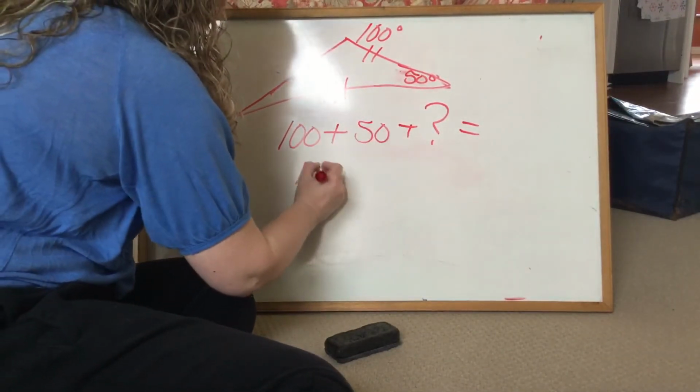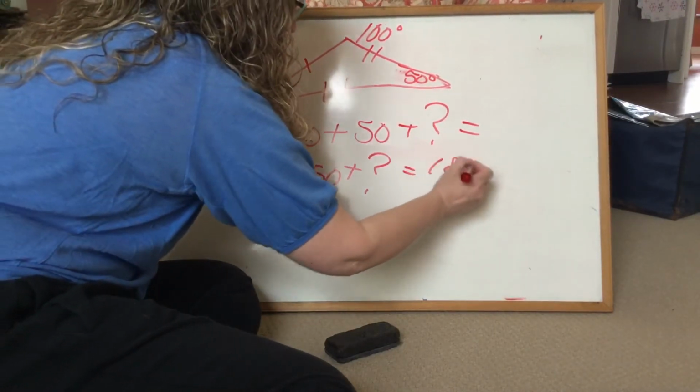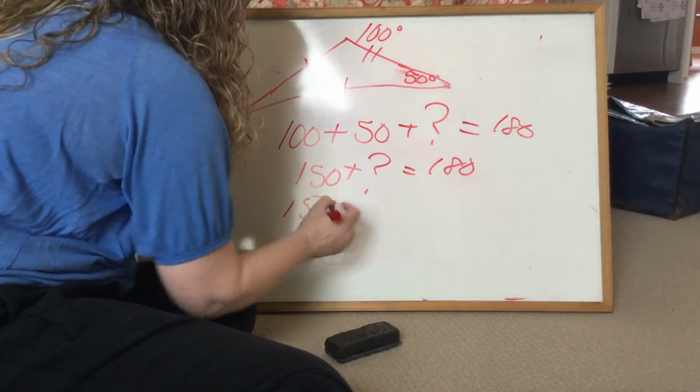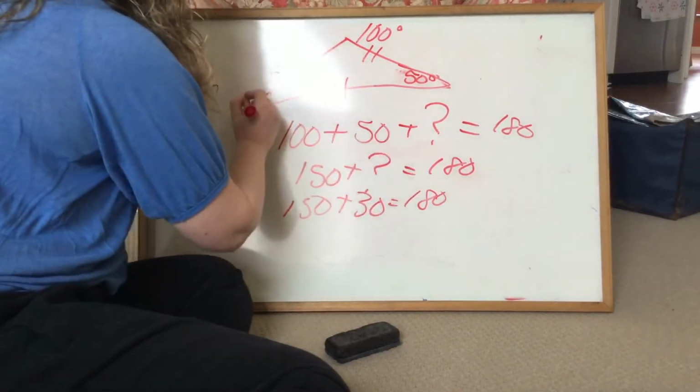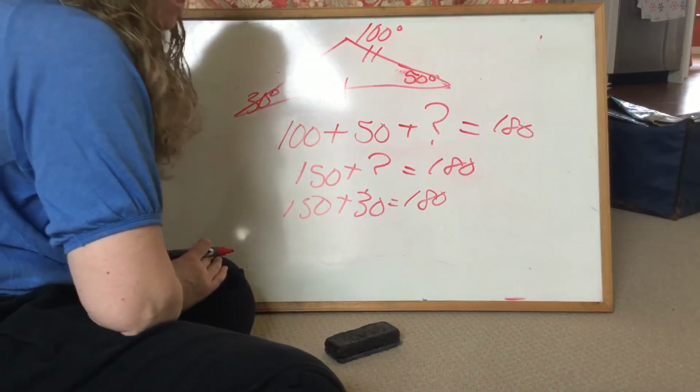100 plus 50 is 150, plus what we don't know equals 180. Well, that's pretty easy to figure out. 150 plus 30 is equal to 180, and this triangle's missing angle would then be worth 30 degrees.